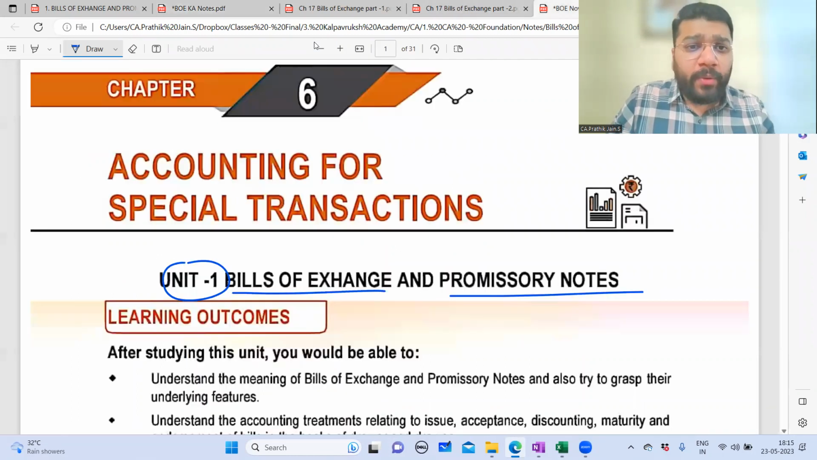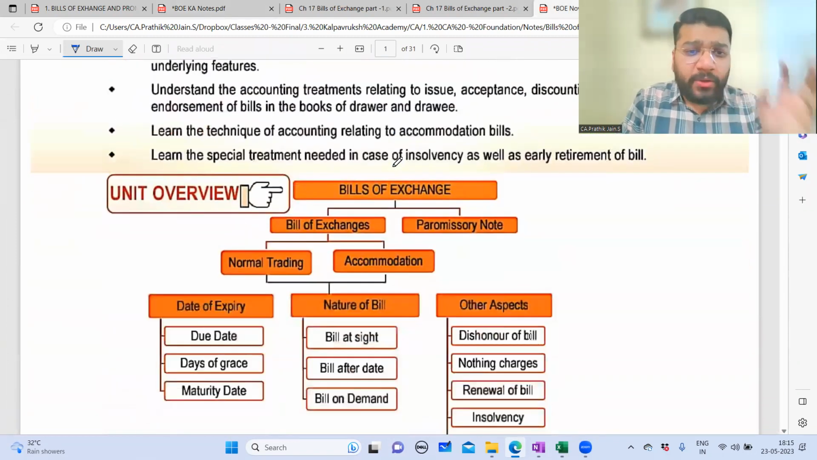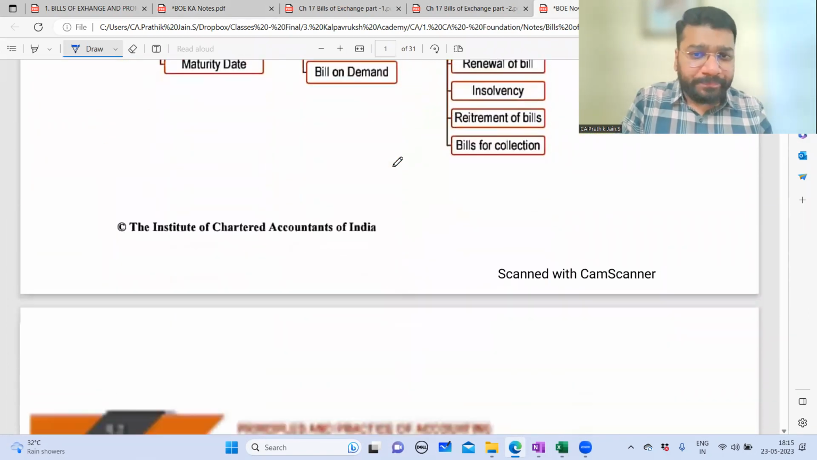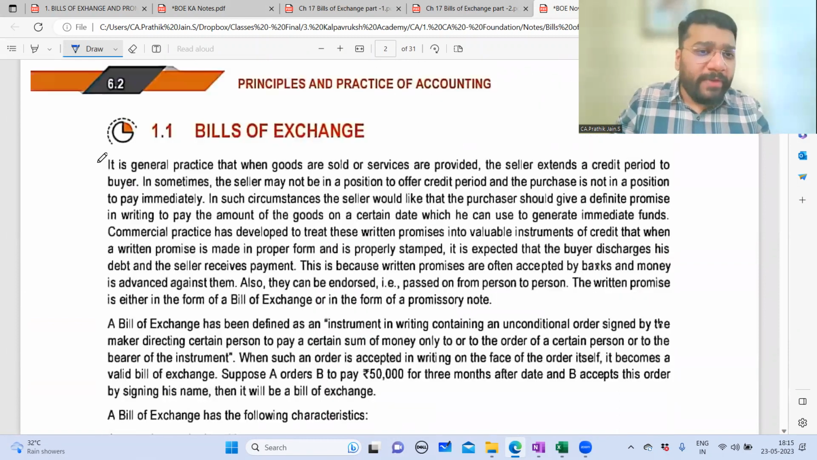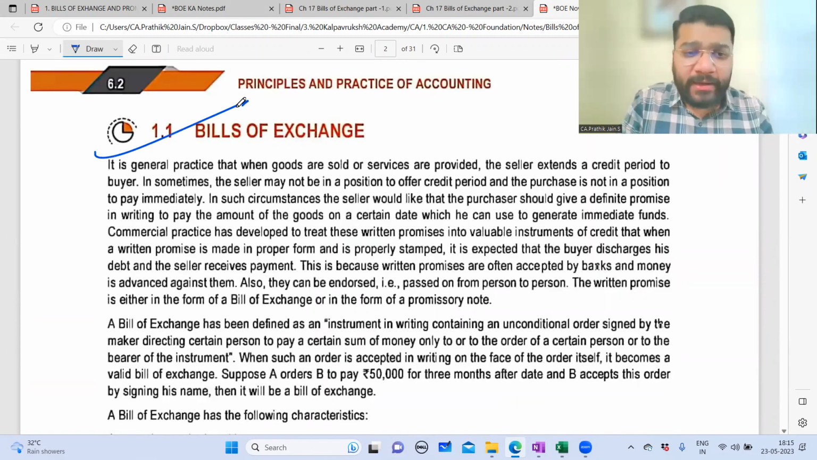So before going forward, let's go through this ICA module and see if you have missed out any theoretical note. So what is a bill of exchange? I've explained to all of you. You can just do a simple reading whenever you're free at home.